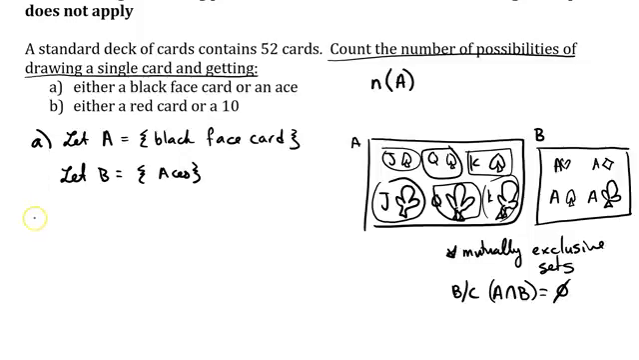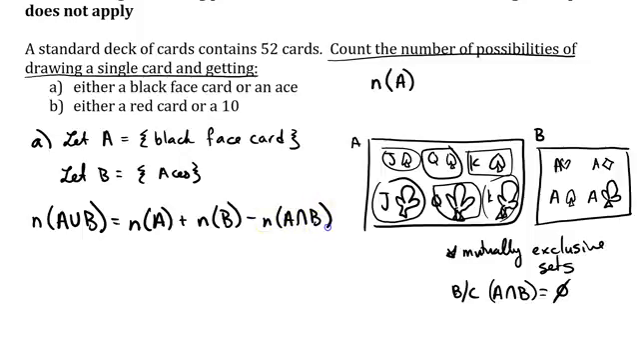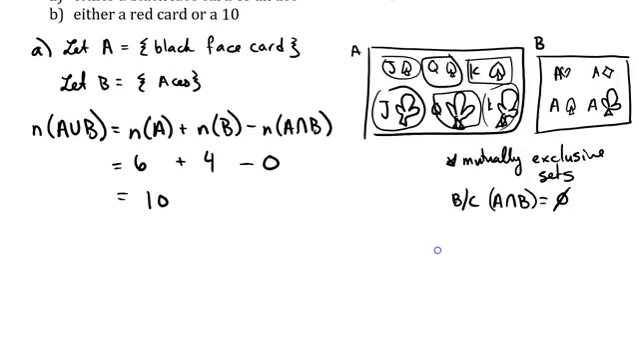So if I were to say, find out the number in A union B, I would say the number of elements in A plus the number of elements in B minus the number of elements in A intersect B. We know the answer. We know that there are 10 because I can count 10 cards here. But let's just go through the formula. The number of elements in A are 1, 2, 3, 4, 5, 6, plus the number of elements in B, 4, minus the number of elements in the intersection. Well, there are no intersecting things, so that's just 0. So it's 6 plus 4 is 10. And that's our answer.